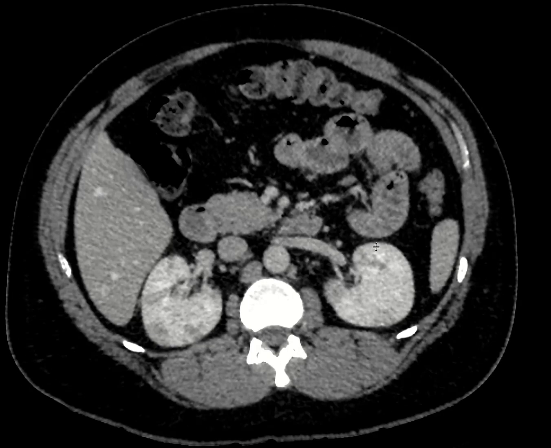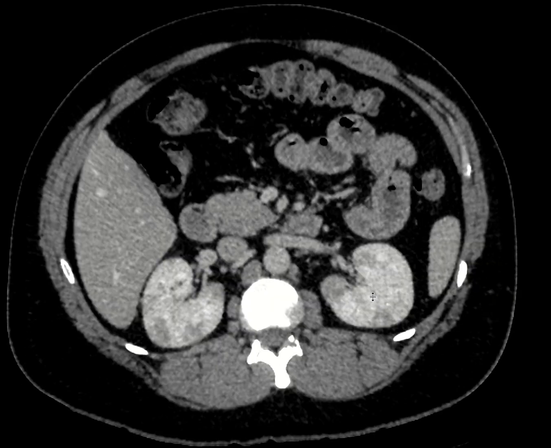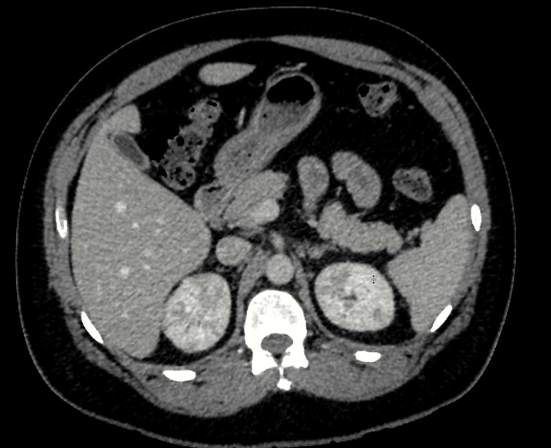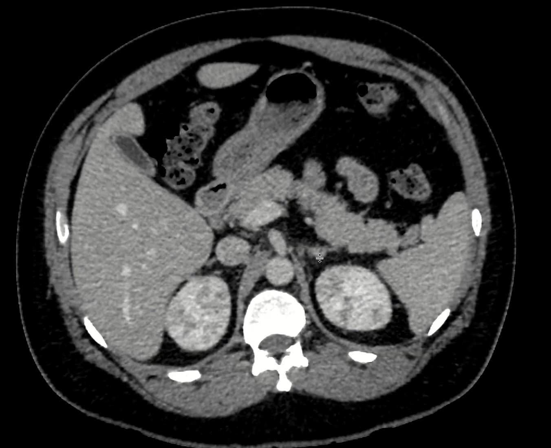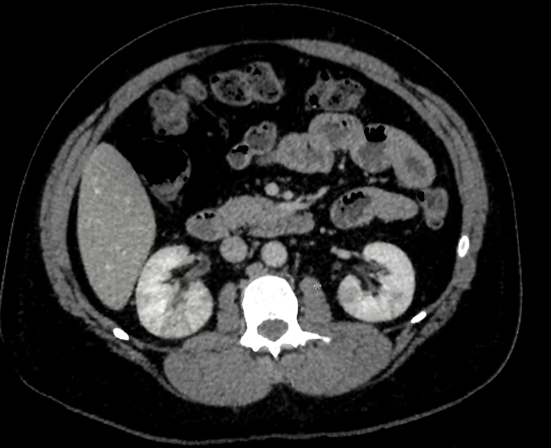The other thing you can look at as well is perinephric stranding. Oftentimes, if you have pyelonephritis, you're going to see some stranding around the kidneys. In this case, you don't see that there. And the urinalysis in this particular patient was negative.